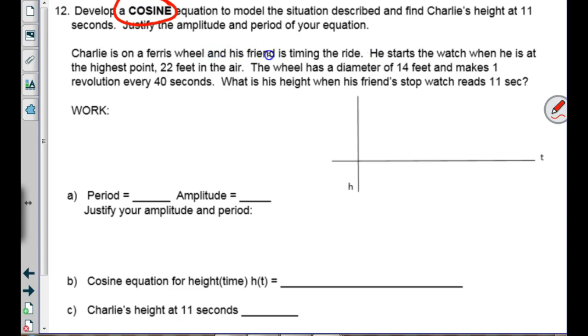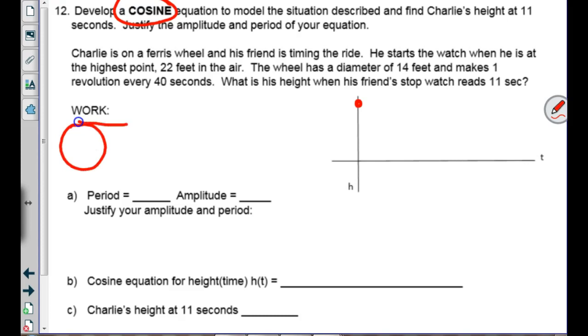Charlie's on a Ferris wheel and his friend is timing the ride. He starts the watch when he is at the highest point, 22 feet in the air. Okay, we are in so much luck. If he starts the watch at the top, what can we call this? Without a phase shift, right? It's starting at the max. The wheel has a diameter of 14 feet. Okay, this just kills you guys.